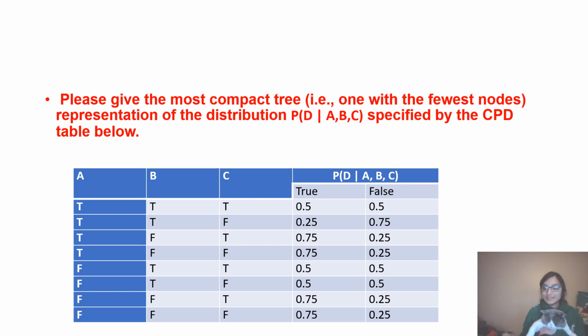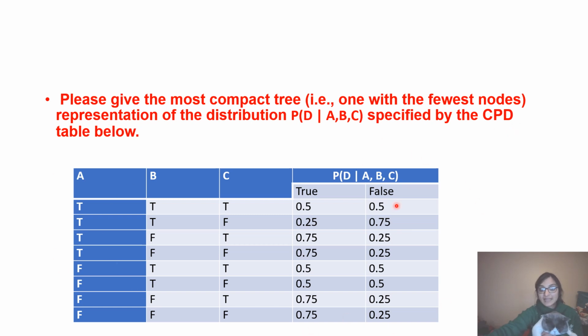At the end of this, I really hope that if you're given a problem similar to this, for instance, "Please give the most compact tree, that is the one with the fewest nodes that can represent the probability distribution of D given A, B, and C that is specified by the conditional probability distribution table below," you'll know what to do.